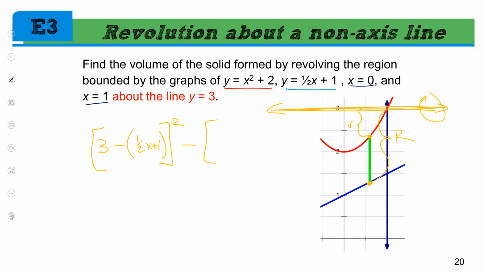Bracket. Little r. Top is 3. Bottom is the parabola. 3 minus parentheses x squared plus 2. Close parentheses. Square that whole thing. Add them all up. Don't forget my pi. And I'm taking them from 0 to 1. Okay. And I'm done.